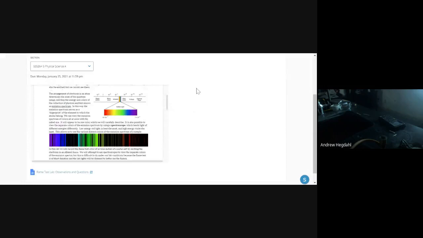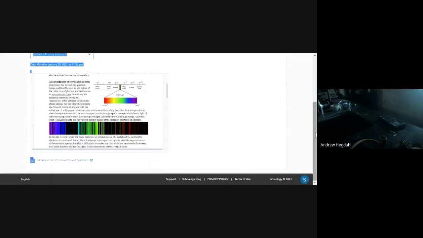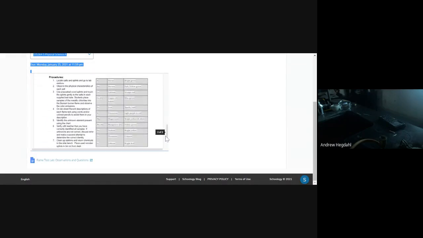Okay? So when you guys are doing this lab, you'll need your Chromebooks out because that's where you're going to be putting in all of your information. Remember that when it comes time to do the post-lab questions, all that information is right here in this table, which you get before you open your assignment. When you access the flame test lab assignment, you're going to reference the information in this table here.